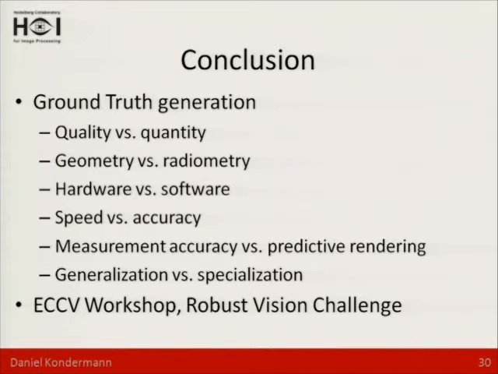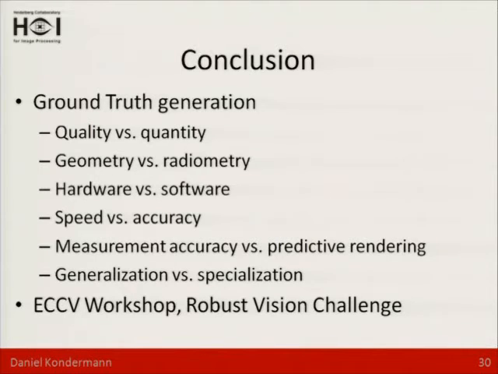So to conclude my talk, ground truth generation involves a lot of trade-offs, and there are many options and different kinds of ground truths, and we have to decide what we need. We have quality versus quantity. How much ground truth do we need? How good does it have to be? We have geometry versus radiometry. Do we really need to take into account this information, the light fields or whatever? We have hardware versus software. We can build hardware systems which record the ground truth, which are very specialized and extremely expensive, and then we can try to see whether we can get this with a small camera.